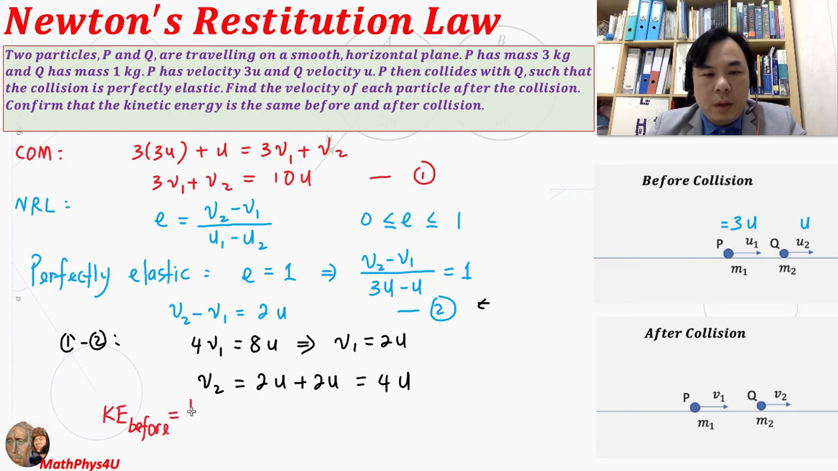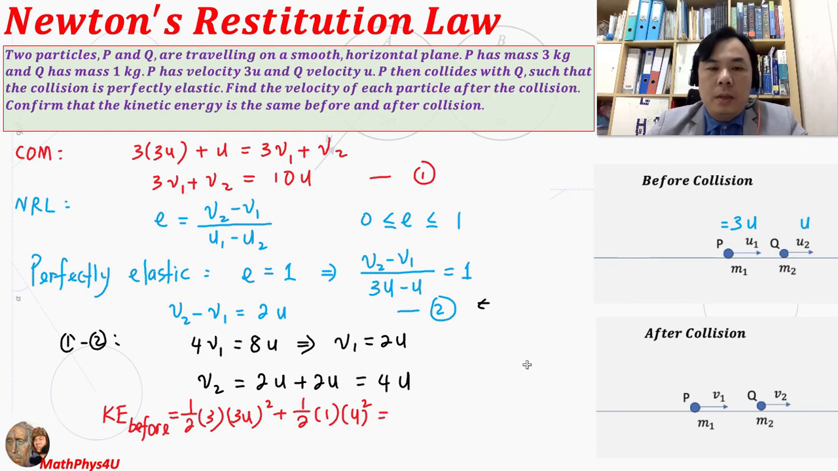is given by half m, is it m? Yeah, correct, 3, and then there's u square, and then that generally gives us 27 over 2, 14 u square. So the total kinetic energy before collision is 14 u square.